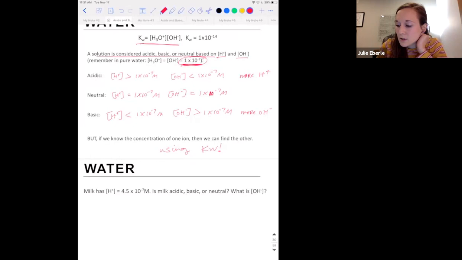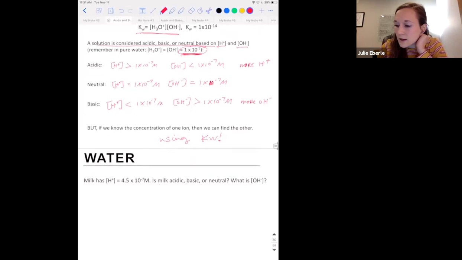Okay, so let's look at this. We know we have this value 1 times 10 to the minus 7. First, let's compare 4.5 times 10 to the minus 7 to 1 times 10 to the minus 7. Well, 4.5 times 10 to the minus 7 is greater than 1 times 10 to the minus 7, right? That's a bigger number. 4.5 is bigger than 1.